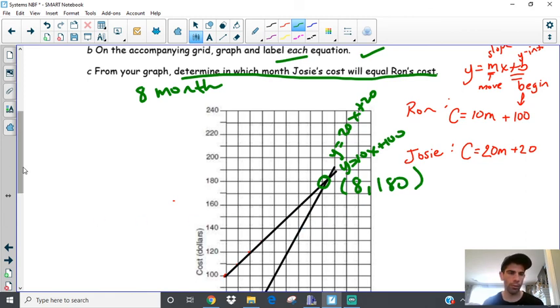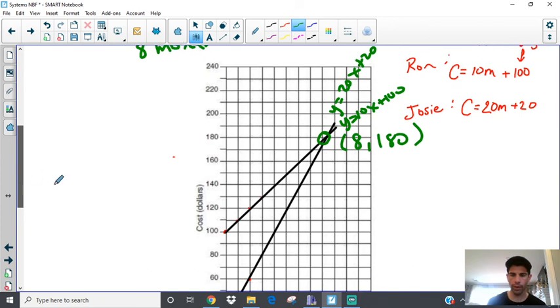And if they ask which one is cheaper, it's cheaper to use Josie before 8 months because Ron is more expensive. But if you're renting it for more than 8 months, then it would be cheaper to go with Ron than with Josie. And that's kind of why they have these types of equations here.